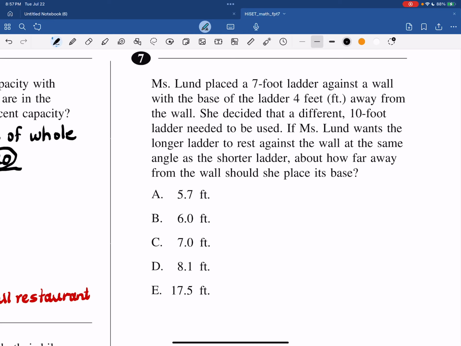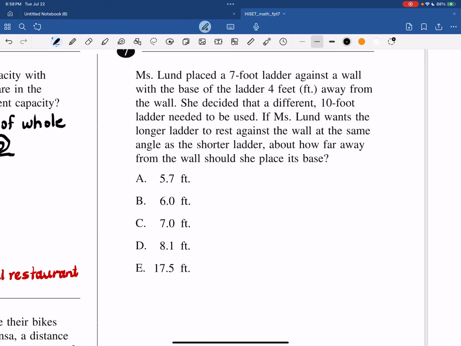Number 7. Mrs. Lund placed a 7-foot ladder against a wall with the base of the ladder 4 feet away from the wall. She decided that a different 10-foot ladder needed to be used. If Mrs. Lund wants the longer ladder to rest against the wall at the same angle as the shorter ladder, about how far away from the wall should she place its base?